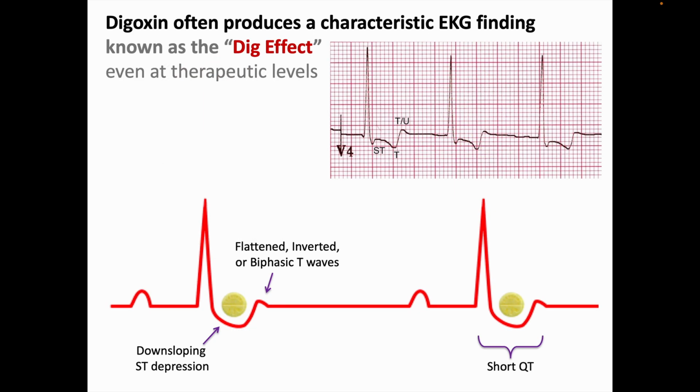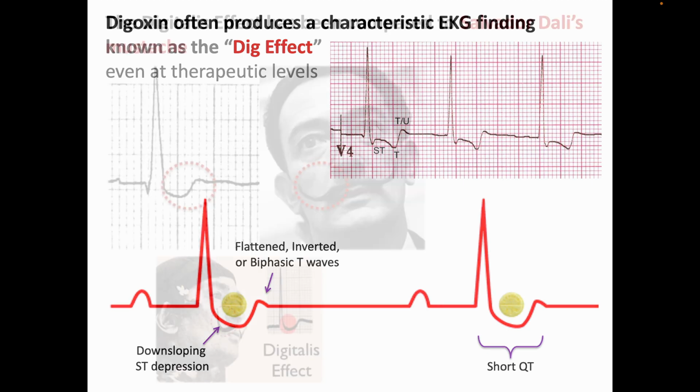Next, we're going to review a number of electrocardiographic findings with cardiac glycosides, both at therapeutic doses and with toxicity. Digoxin often produces a characteristic EKG finding called the digitalis effect, or just dig effect. On the top is a real EKG tracing with the dig effect, and on the bottom we see a stylized version of it, where the yellow circles are actually digoxin pills, deforming the EKG tracing to produce downsloping ST depressions, flattened inverted or biphasic T waves, and shortening the QT interval.